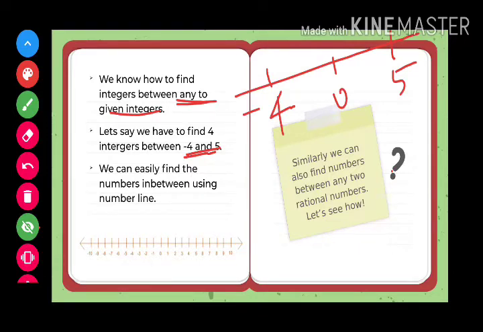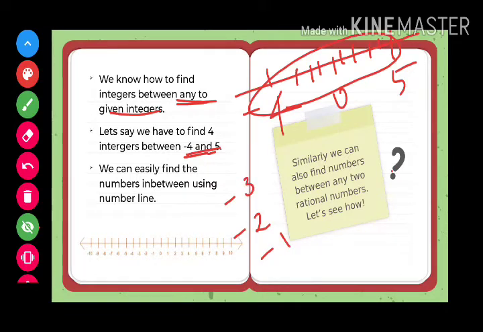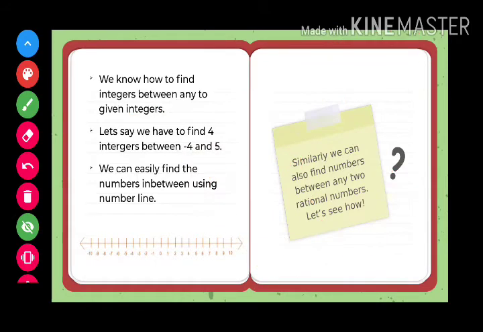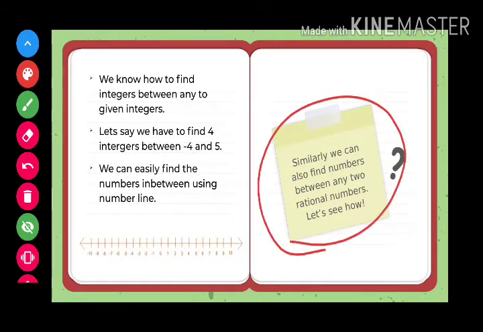So we have got so many numbers in between. We have -3, -2, -1, 0, and then 1, 2, 3 and 4 in between. So we can write as many numbers as exist here. These are the numbers which exist between -4 and +5. We can all find this; it is an easy task. We have already learned the number line in the previous classes. Similarly, we can also find numbers between any two rational numbers. Let's see how.